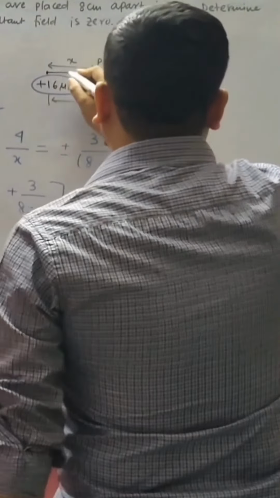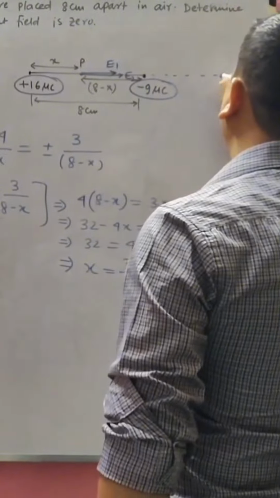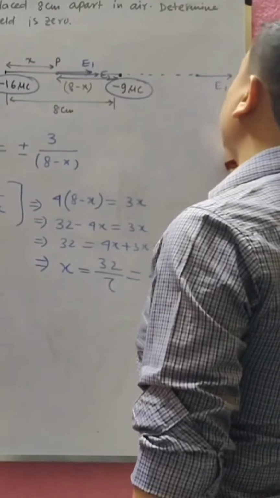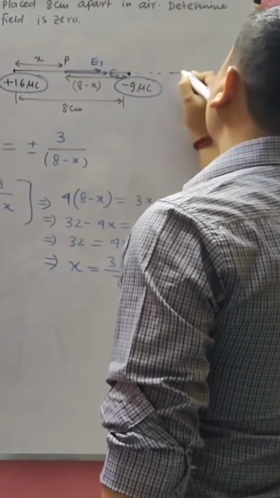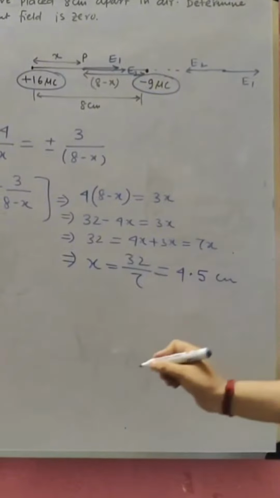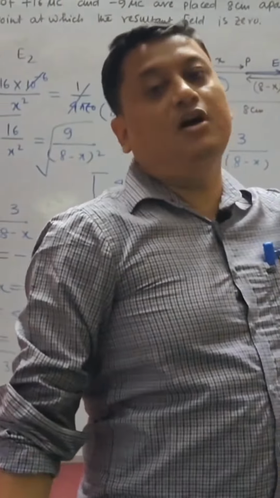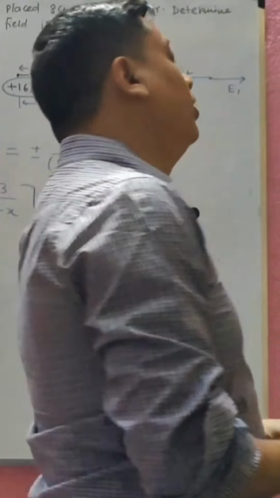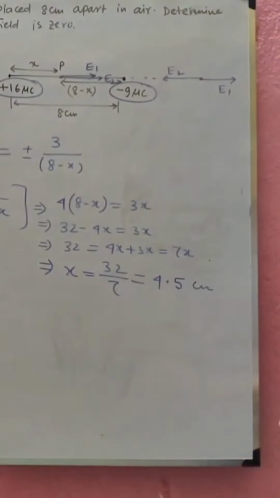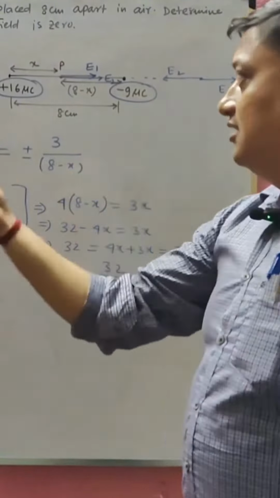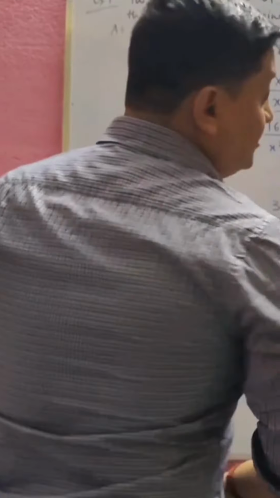But if I say the point x is outside, at any point over here, then you can see that for the plus 16 microcoulomb, the direction of the field will be this direction, and for the minus 9 microcoulomb, it will be this direction. So x will be 32 centimeter away, where the resultant field will be 0, because when the point is outside the line joining them, you can see that both fields are directed in opposite directions and they cancel each other, and that point could be the point where the resultant field is 0.